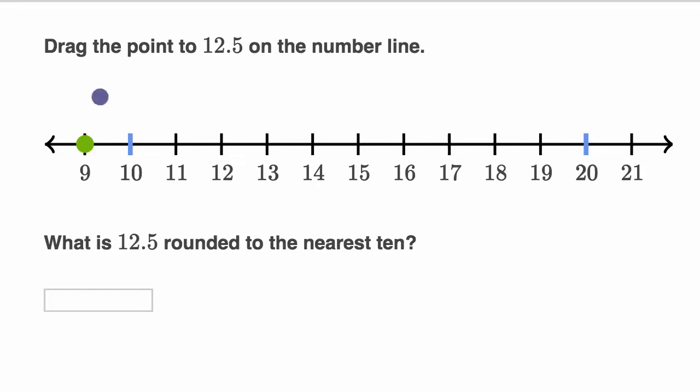So we are asked to drag the point to 12.5 on the number line. So let's see. This is 12, and then 12.5 is halfway between 12 and 13. Then they say, what is 12.5 rounded to the nearest 10?